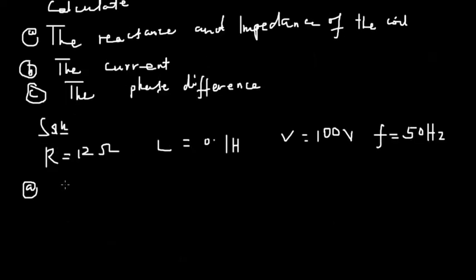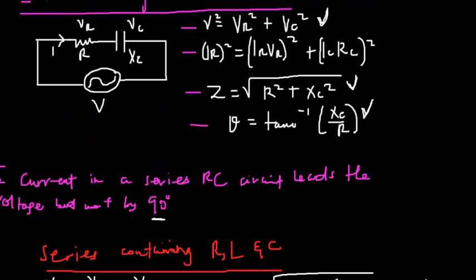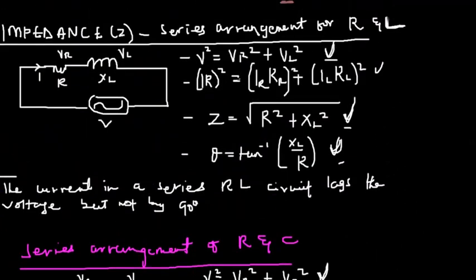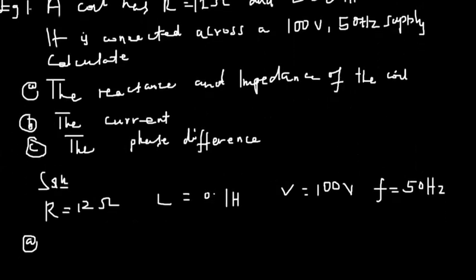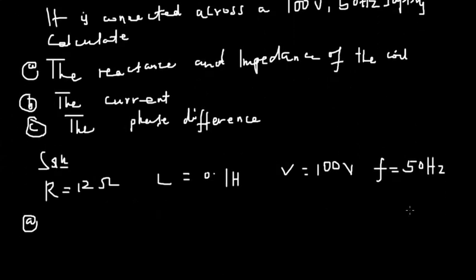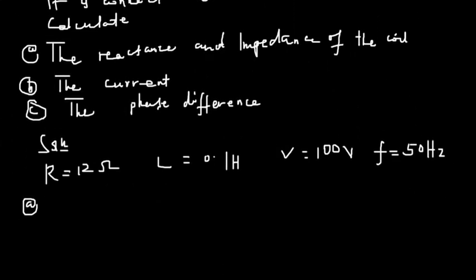First we have to calculate the impedance of the coil. In general we know this formula. So you know these formulas; this is the series arrangement for R and L. So let's try to draw this circuit arrangement. It's very simple. We have our coil, this is our coil.